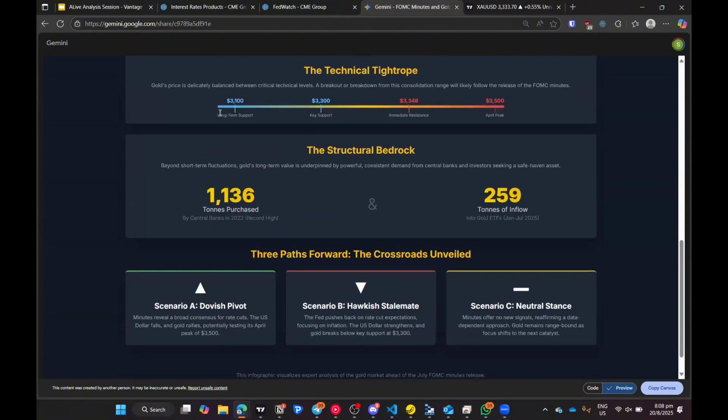Okay, so these are the key levels based on the technical analysis done by Gemini. 3,100 as your long-term support. Very absolute numbers here: 3,100 as long-term support, 3,003 as key support, 3,348 as your resistance. We'll be taking a look at this number later, 3,348. And then, of course, 3,500, which is the peak that we saw in April.